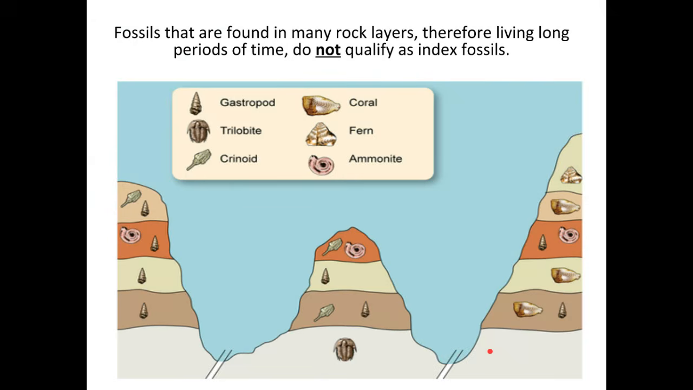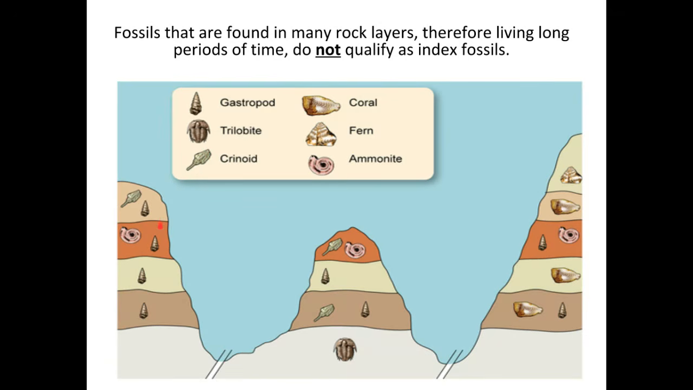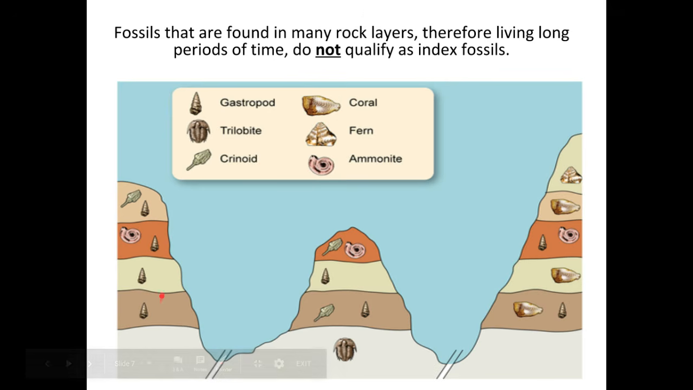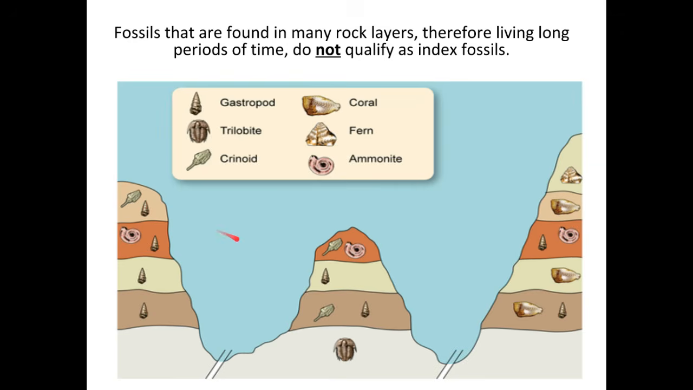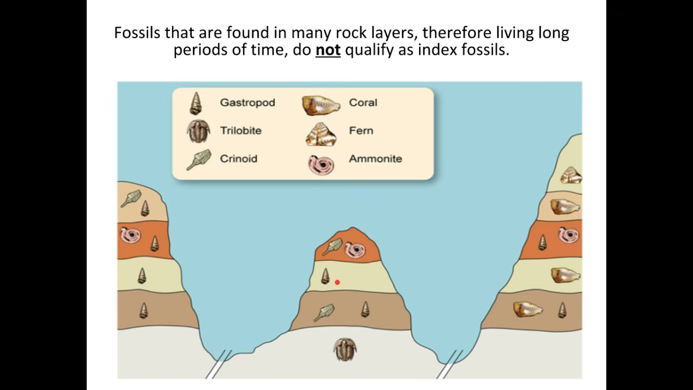Fossils that are found in many rock layers are just not good index fossils. For example, take a look at this gastropod fossil. Because the gastropod is found in many rock layers, it did not live a short amount of geologic time. So the gastropod is a poor representation of an index fossil, simply because if we find a gastropod over here, we don't know relatively how old this fossil or rock layer is, or the fossils around it.